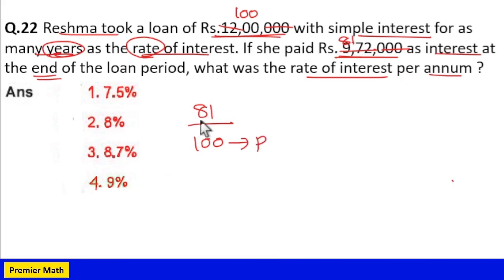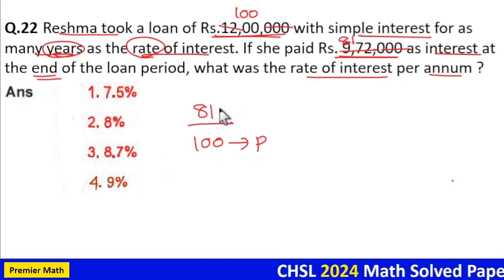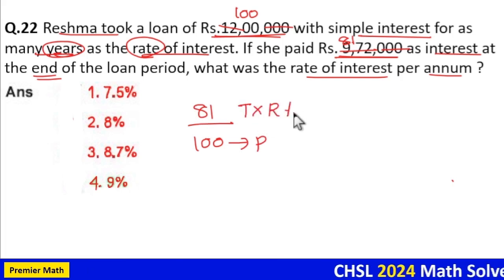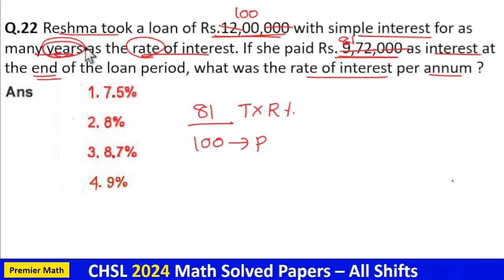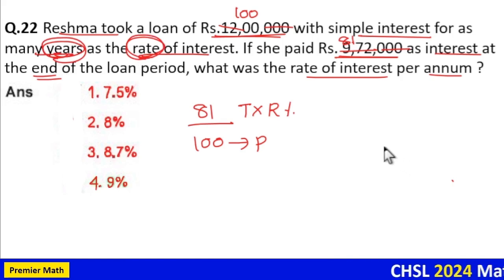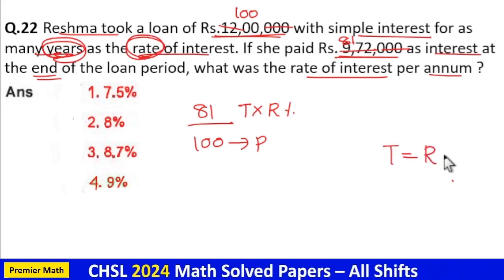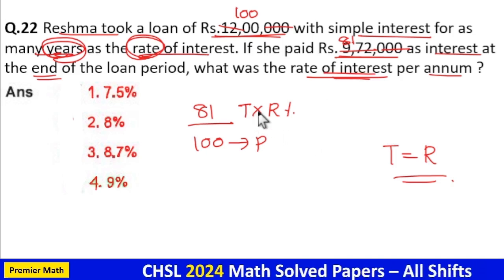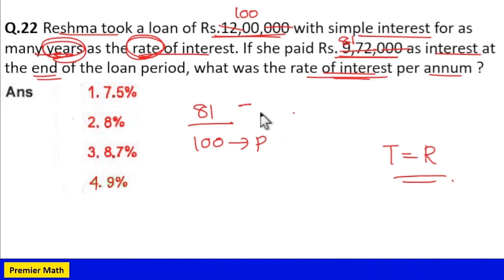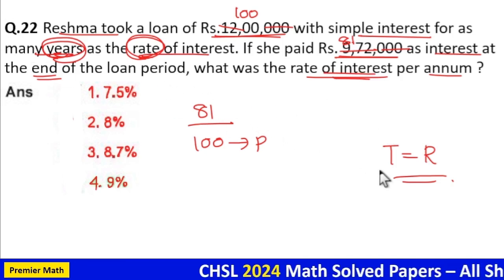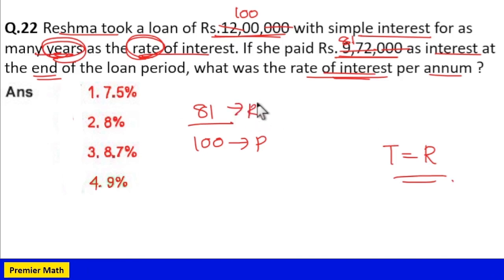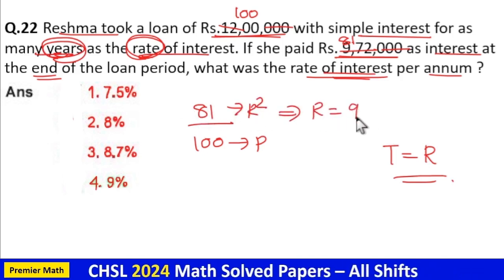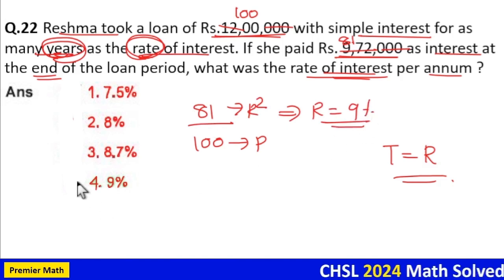Now 81 parts interest means this interest is generated for T years at the rate of R% interest. Now here the number of years and the rate of interest are the same. That is, the time period is the same as the rate of interest, which means here we need the rate of interest. So I'll write this T into R as R square, because T is equal to R. So R square is equal to 81, which means R is equal to root of 81, that is 9%. Option 4 is your answer.